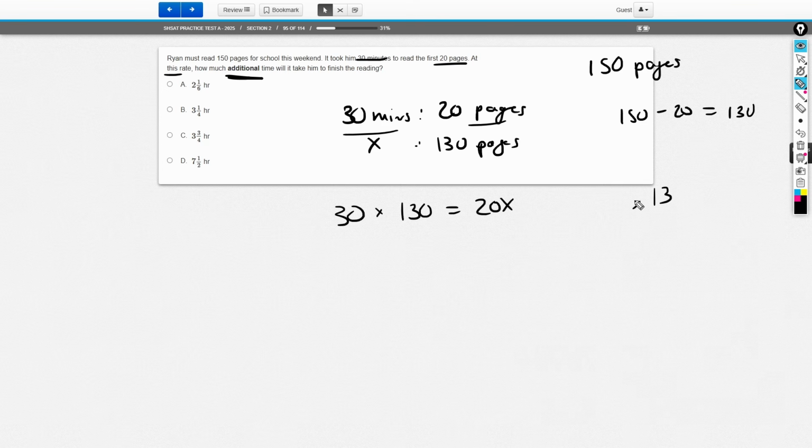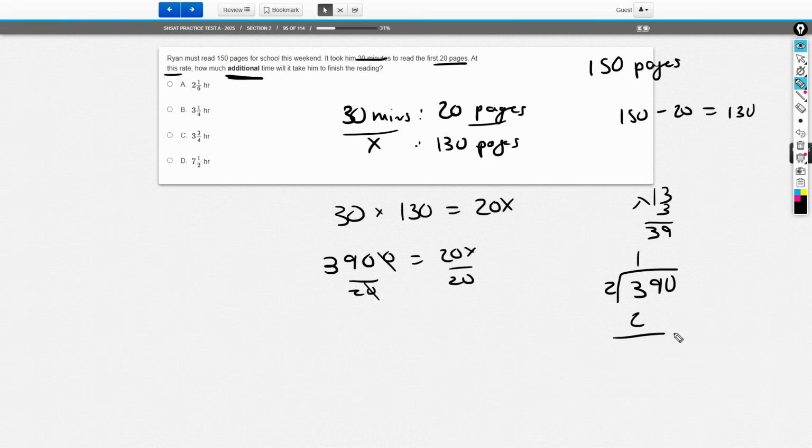This is going to equal 3900 is equal to 20x. I can divide both sides by 20. I can do my trick where I minimize the zeros by crossing them out right here. I have 390 divided by 2 to get 195. So it's going to take them 195 minutes to get those 130 remaining pages in. Now, I hope you understand how I did that. All I did was set up my ratio, 30 minutes to 20 pages, x minutes to 130 pages, and I just cross multiplied from there.